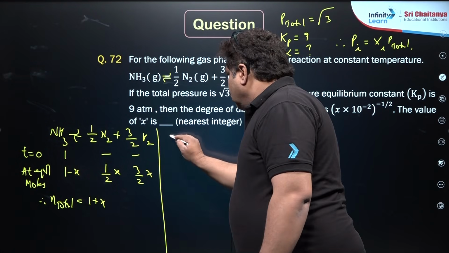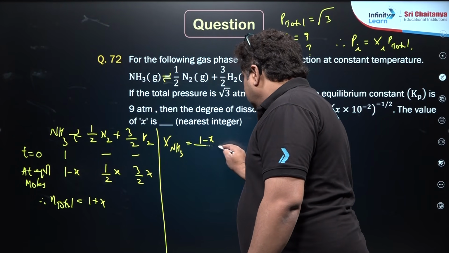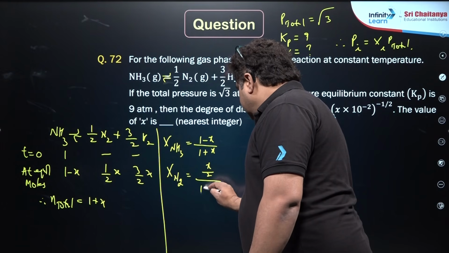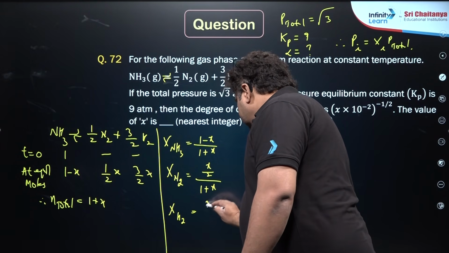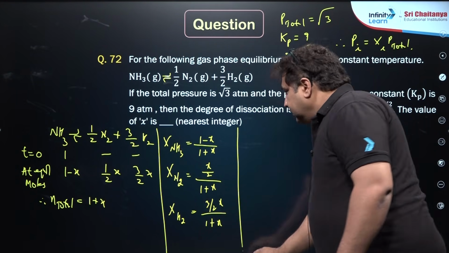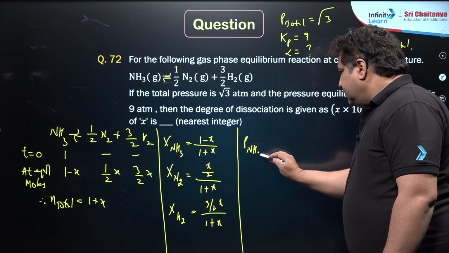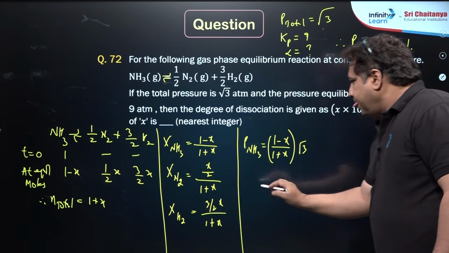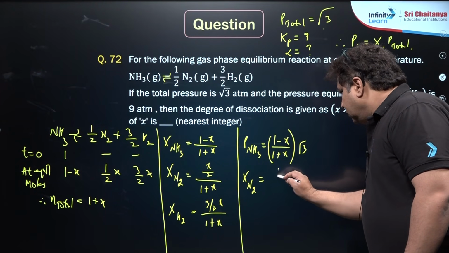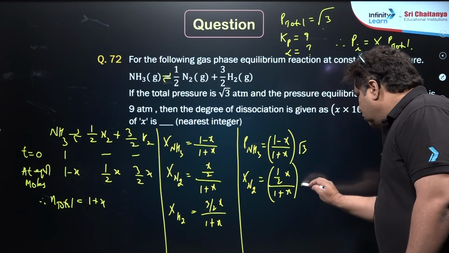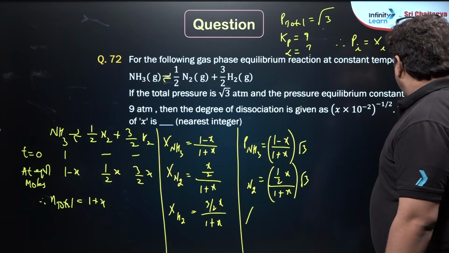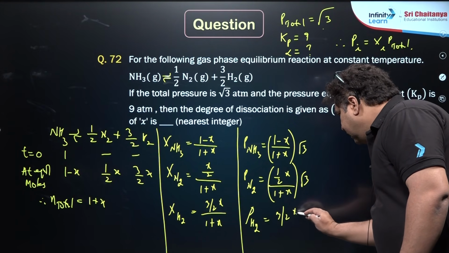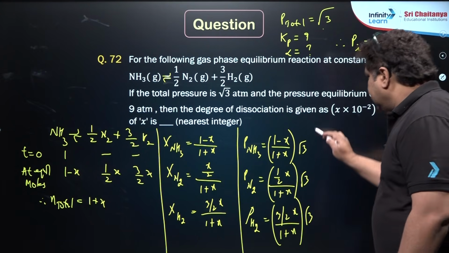Then the mole fraction of ammonia will be equal to 1 minus x upon 1 plus x. Mole fraction of nitrogen will be x by 2 upon 1 plus x. Mole fraction of hydrogen will be 3 by 2 x upon 1 plus x. Then if you want the pressure of ammonia, it means the mole fraction of this into root 3 into P total, correct. Pressure of nitrogen is 1 by 2 x upon 1 plus x into root 3. Oh sorry, I made a mistake here, it is the pressure of nitrogen. Now the pressure of hydrogen is 3 by 2 x upon 1 plus x into root 3, right.